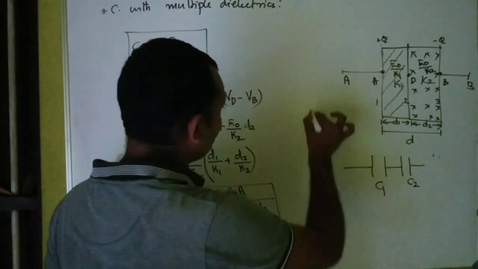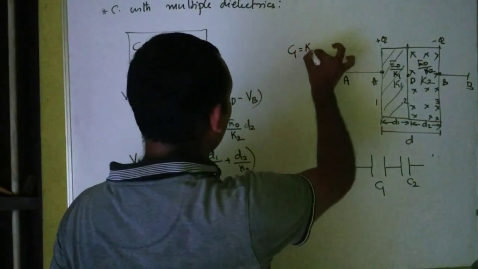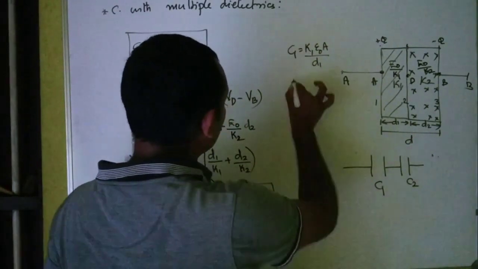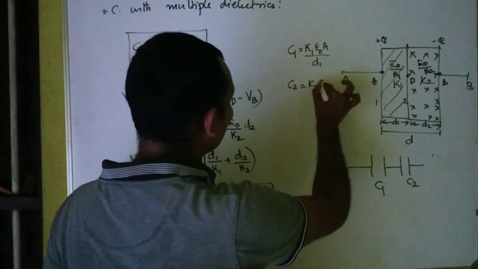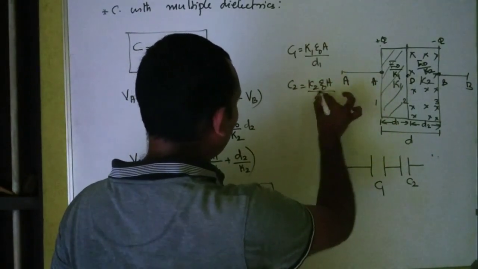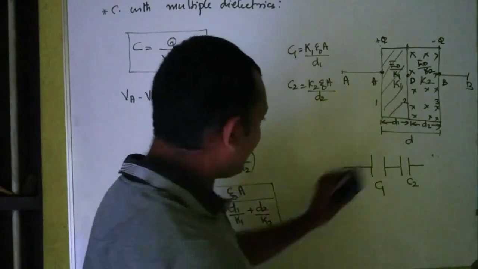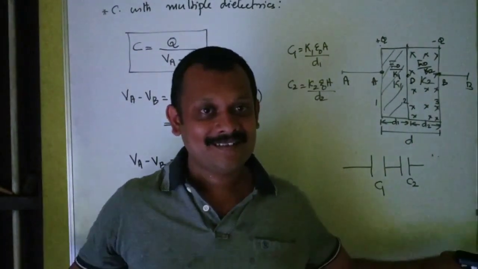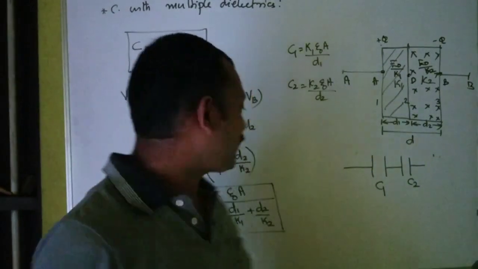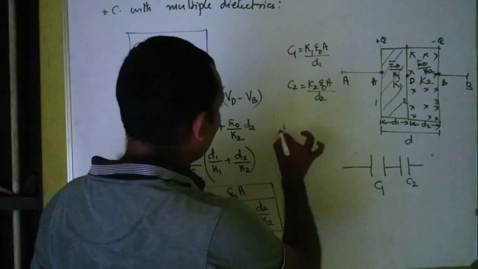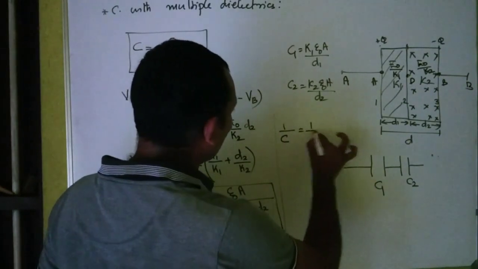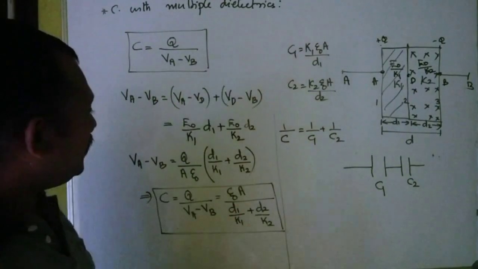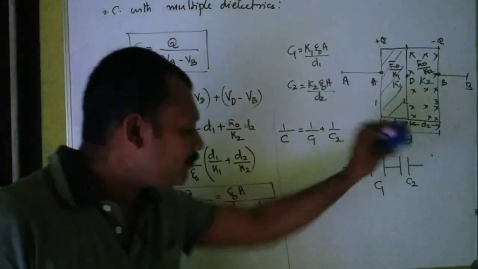Now see what C1 is equal to. C1 is equal to K1 epsilon 0 A divided by D1. C2 is equal to K2 epsilon 0 A by D2. Then this arrangement is what type of arrangement? Series arrangement or parallel arrangement? It's a series arrangement of capacitors. In that situation I can say 1 by C is equal to 1 by C1 plus 1 by C2. I got C1 here, I got C2 here. Substitute the values. I hope you will get this answer.